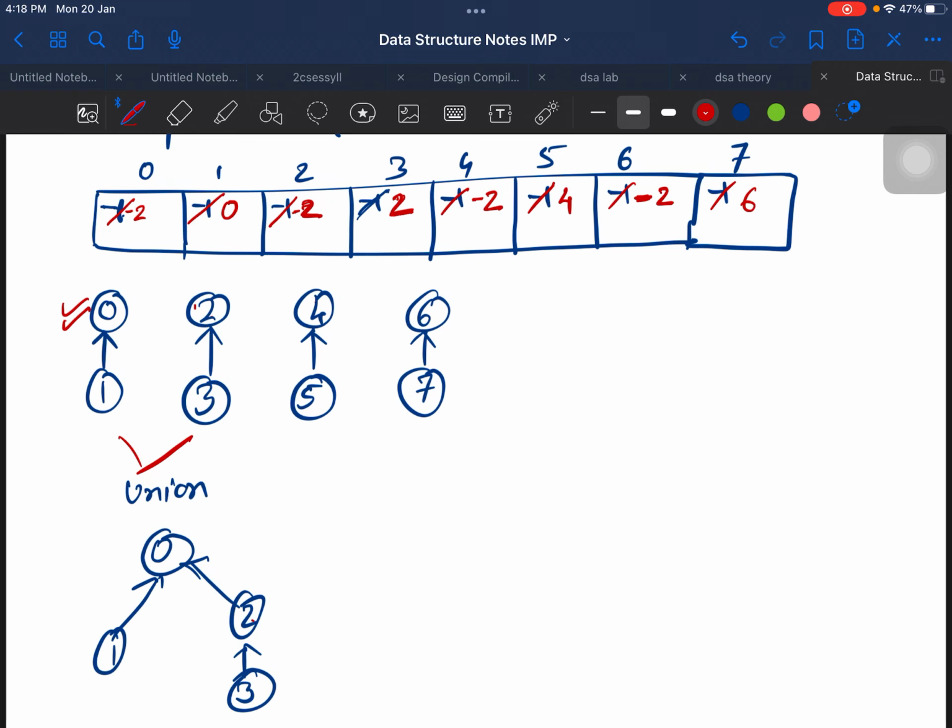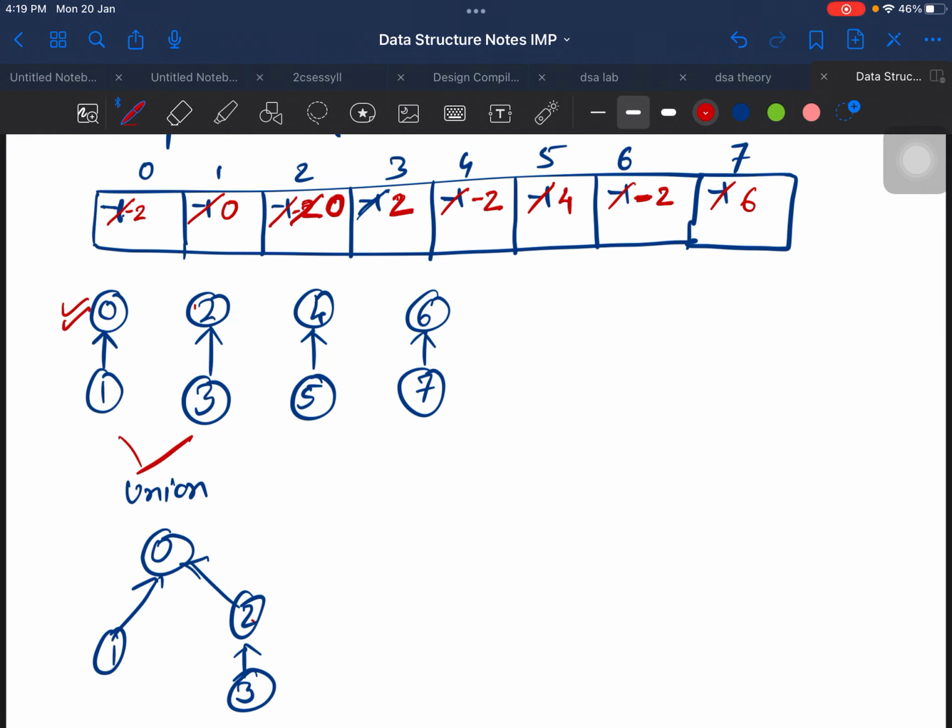Now, who is the parent of 3? Parent of 3 is 2, which is already there. Who is the parent of 2? Parent of 2 is 0. Here the parent of 2 is minus 2, because earlier 2 is the root. But now, after this union operation, 2 is not a root. 2 is the child of 0. So instead of writing minus 2 here, I will write 0 now.